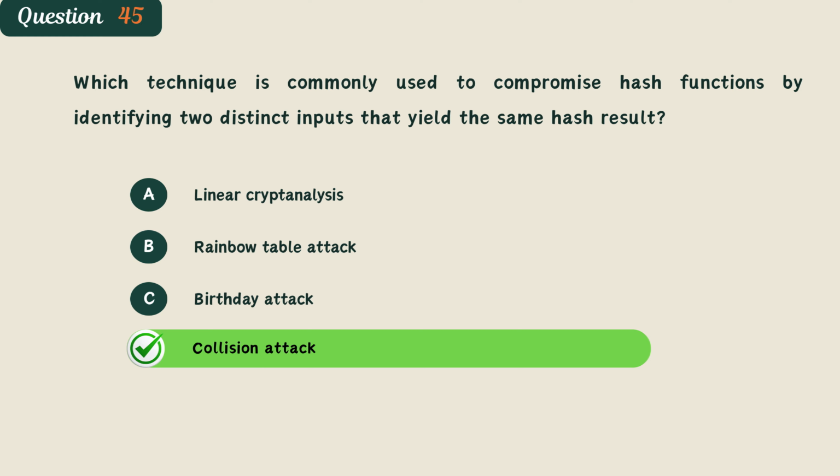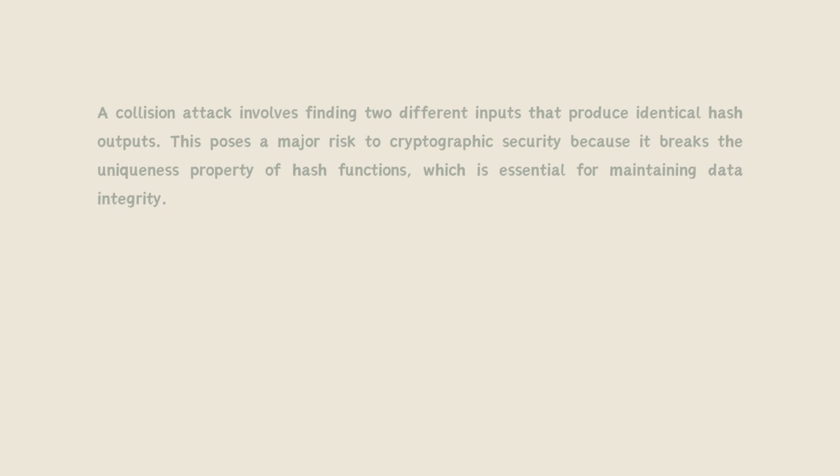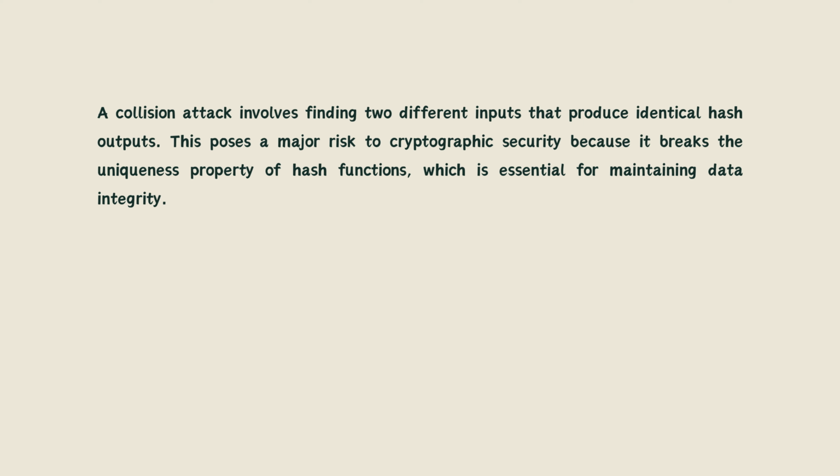Correct answer D. Collision attack. A collision attack involves finding 2 different inputs that produce identical hash outputs. This poses a major risk to cryptographic security because it breaks the uniqueness property of hash functions, which is essential for maintaining data integrity.